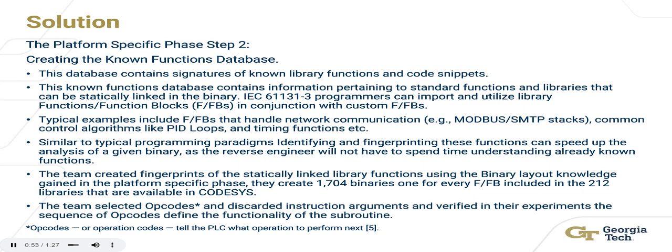The team created fingerprints of the statically linked library functions using the binary layout knowledge gained in the platform-specific phase. They created 1,704 binaries, one for every function block included in the 212 libraries that are available in CODESYS. The team selected opcodes and discarded instruction arguments, and verified in their experiments that the sequence of opcodes defined the functionality of the subroutine.